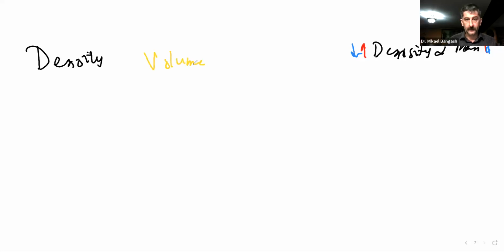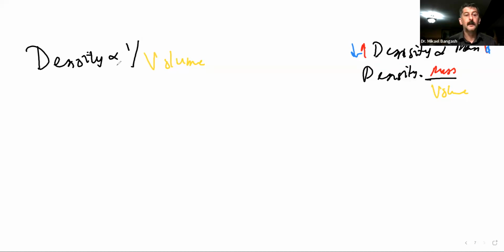Now, if you look at the formula for density, it was mass divided by volume. So what does that establish? That establishes the fact that density is going to be inversely proportional to volume.